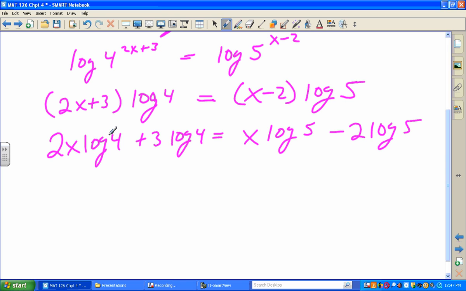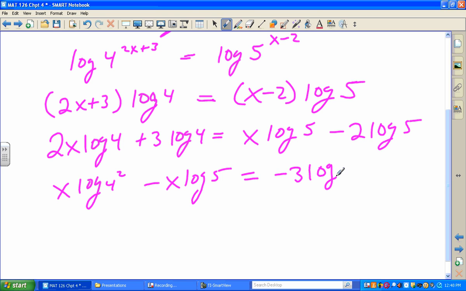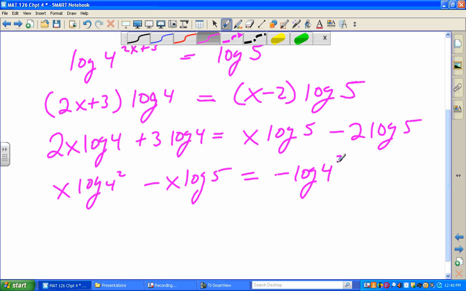For instance, like this 2, I get all the x's on the left or the right side. Which side would you like to do? Perfect. So I'd have x log base 4 with the squared minus x log 5 equals negative 3 log. Actually, I'd probably put that upstairs. Yeah, I probably would. Minus log 4 cubed minus log 5 squared.